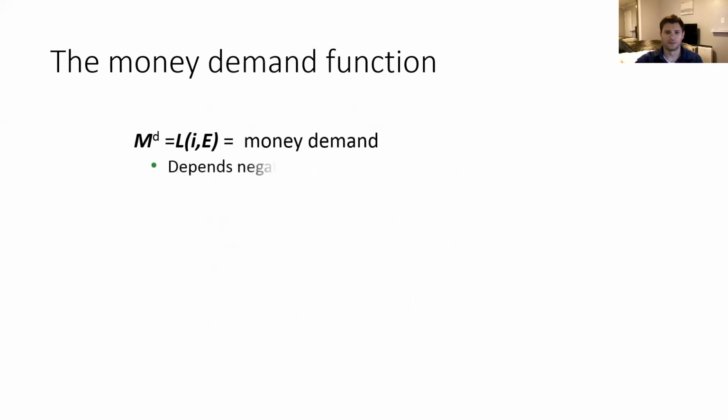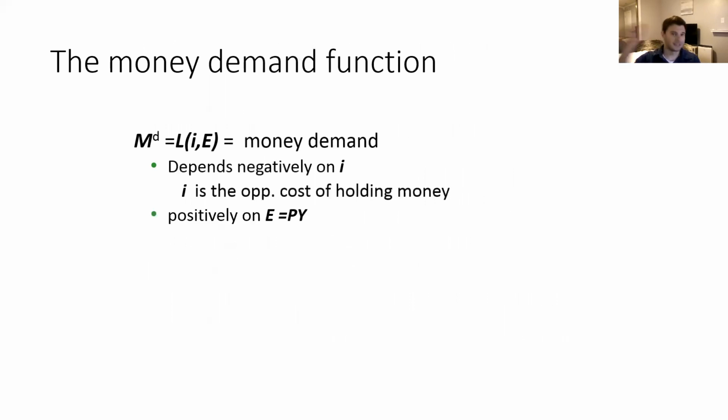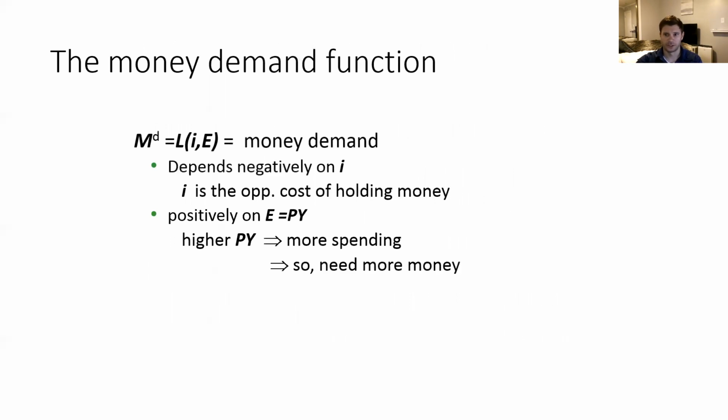And this depends inversely on the interest rate, or the rate of return that I can make in the financial market. And we're going to assume here that your money demand depends positively on your expenditure level, where your expenditure we can proxy by your nominal spending, or the price level times your real income. And the idea is that if you need to spend more, then your demand for holding cash will typically go up. Okay, so higher nominal income, more spending, so we need more money to facilitate those transactions.